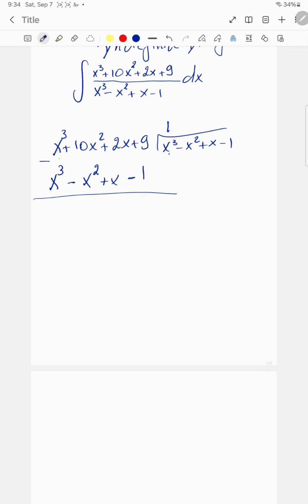So I have this x to the power of 3 minus this x to the power of 3. This is 0, and then I have 10x squared minus x squared. So minus minus become plus, and here I have 11x squared, and then 2x minus x is x. 9 minus minus 1 is plus 10. And now the degree of the rest is less than the degree of the divisor, so I will stop here.